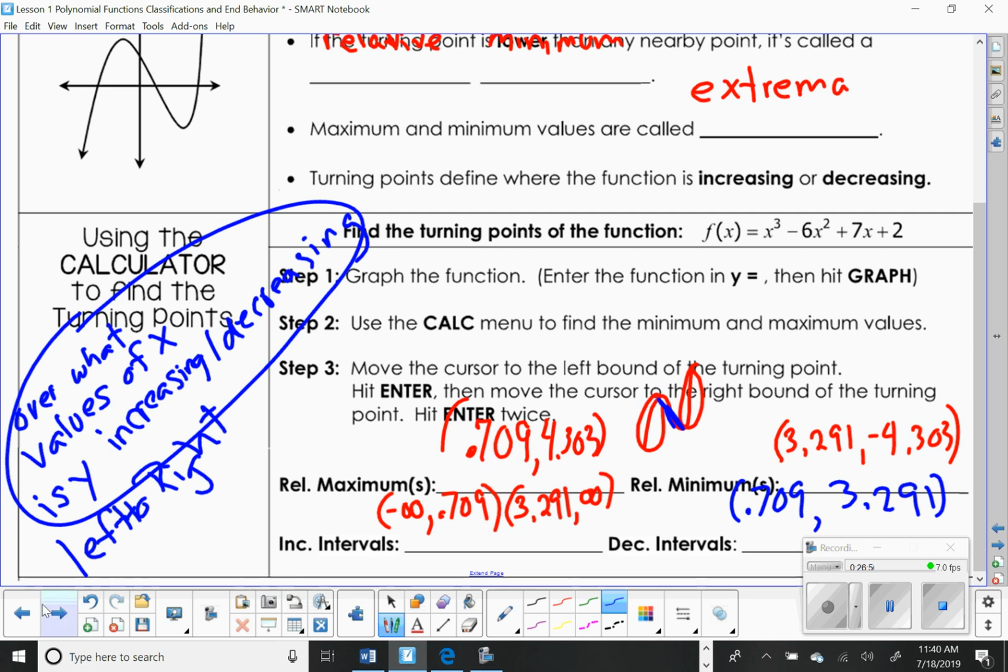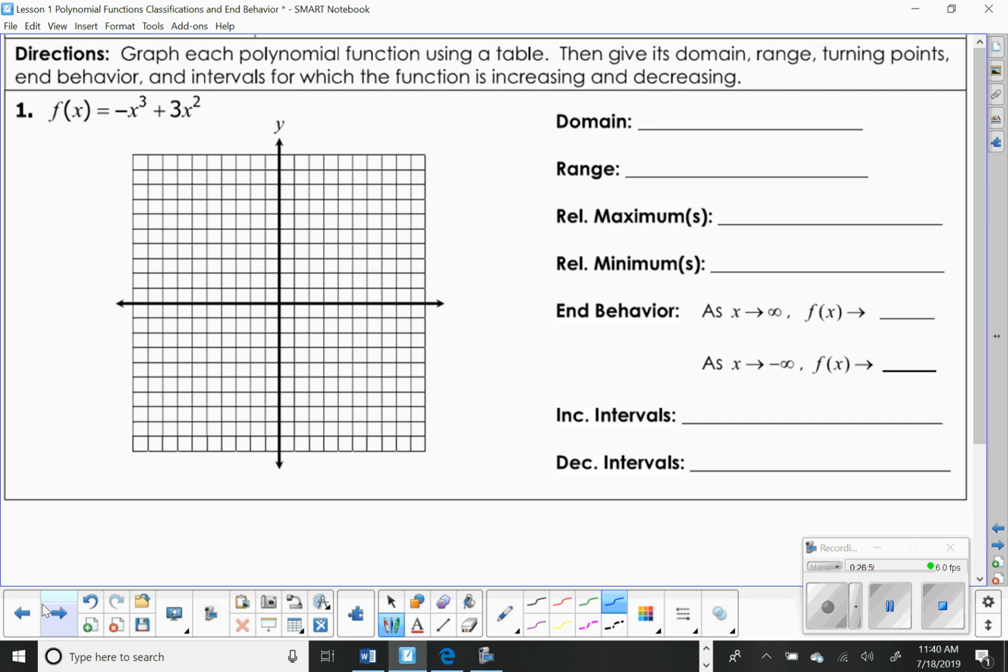Okay? Here's an example of one. We have negative x cubed plus 3x squared. Well, it's a cubic. Since it's a cubic, I immediately know my domain is negative infinity to positive infinity, and I know my range is negative infinity to positive infinity. If it's an even degree, then it's going up, up, or down, down. Then domain will be negative infinity to positive infinity, but the range will have either a minimum or a maximum.